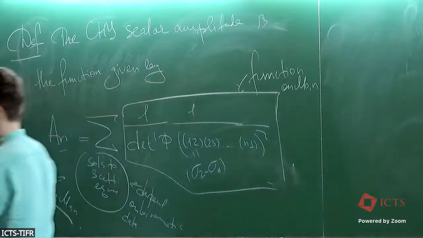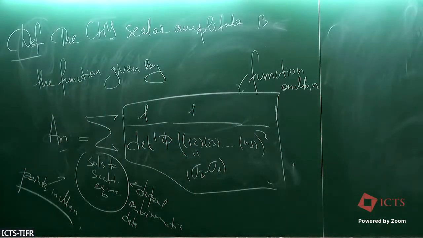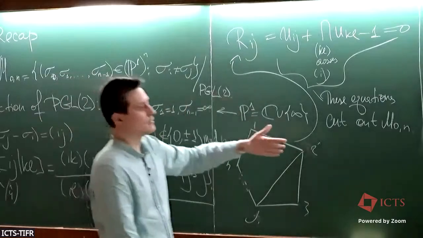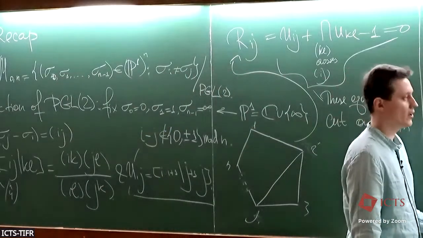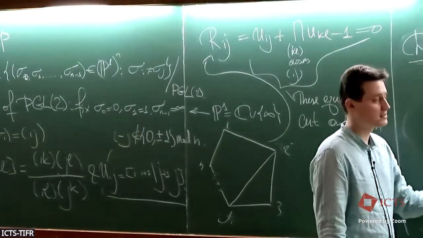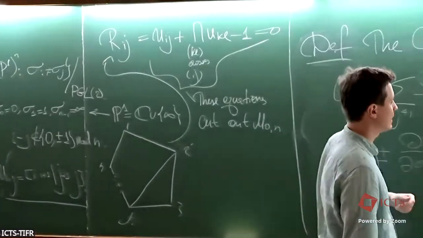So this moduli space M0n, which I defined there, has been around for a while. It's not something that came from physics or from scattering equations. It's a very classical algebraic geometry object. And then it turns out that you can solve some rational function equations, so some algebraic equations, on this variety in order to actually get the amplitude.